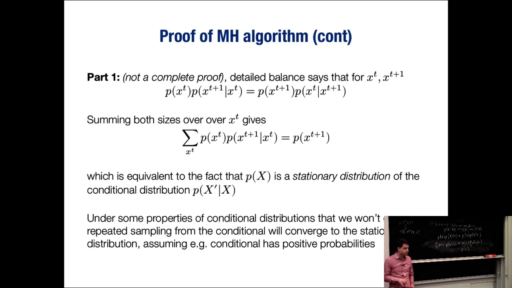Yeah? Can you explain again? So I understand the summing part. Mm-hmm. From there, can you explain why this becomes a stationary distribution? So that's just sort of the definition there, right?